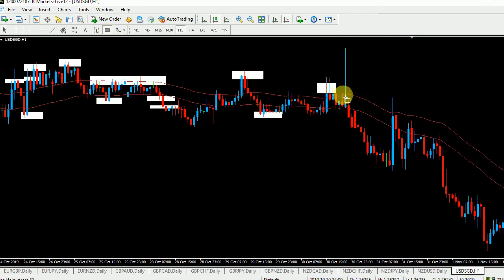Not getting any entry from here. Here is also no entry. Here, we got an entry. The first candle breaks the EMA and the second candle breaks the first candle lows. We are looking for a sell entry.